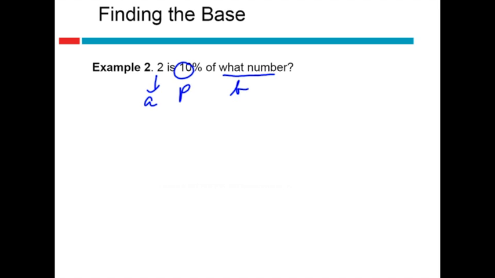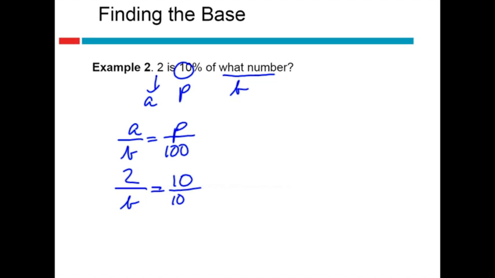So to find the base, we're going to take amount over base is percent over 100. The amount is 2. Our base is unknown, so we're going to write B. Our percent number is 10, so we'll have 10 over 100. We're going to cross multiply, so we'll have 200 equal to 10 times B. We divide both sides by 10, and the amount for the base will be 20.